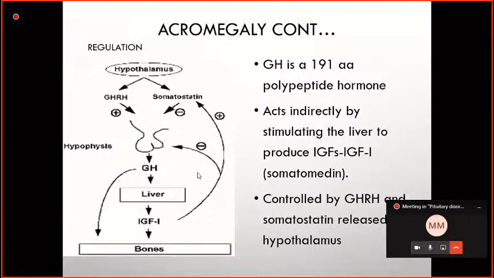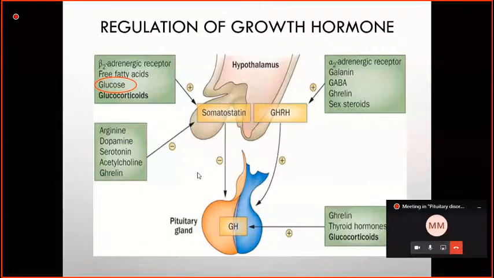I don't want to go into this as well because this is physiology. Remember the regulation of your growth hormone. It is inhibited by somatostatin. This one is just to show what can affect your growth hormone. There are so many other factors that can influence your growth hormone. Your glucose level can also influence your growth hormone.